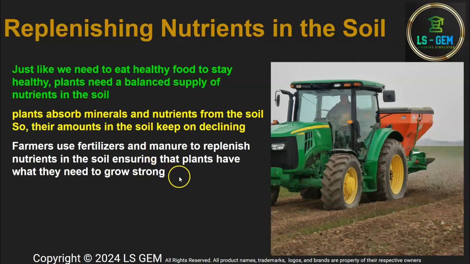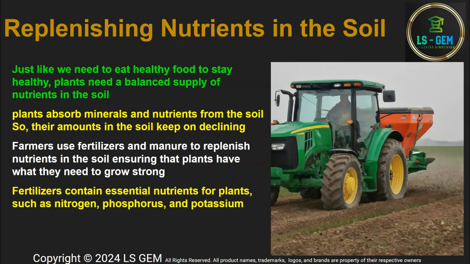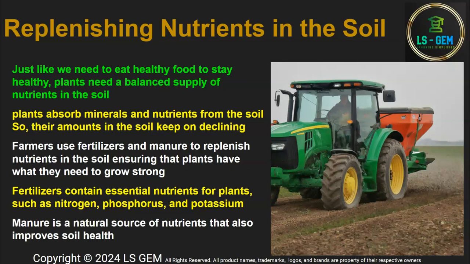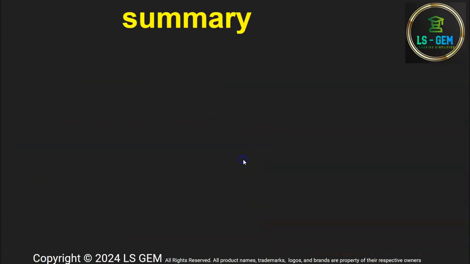Farmers use fertilizer and manure to replenish nutrients in the soil, ensuring that plants have what they need to grow strong. Fertilizer contains essential nutrients for plants such as nitrogen, phosphorus, and potassium. Manure is a natural source of nutrients that also improves the soil health. Another way to replenish the soil is a natural one. We have learned about Rhizobium bacteria. That is another natural way to replenish nutrients in the soil.